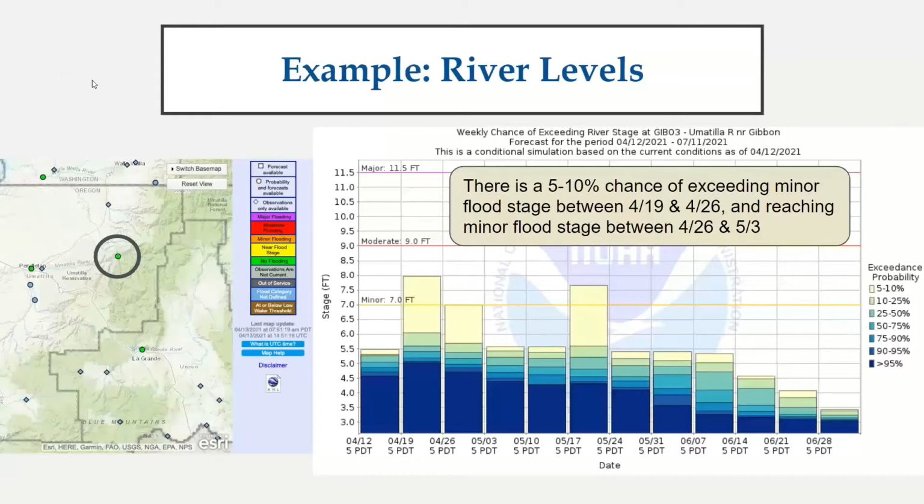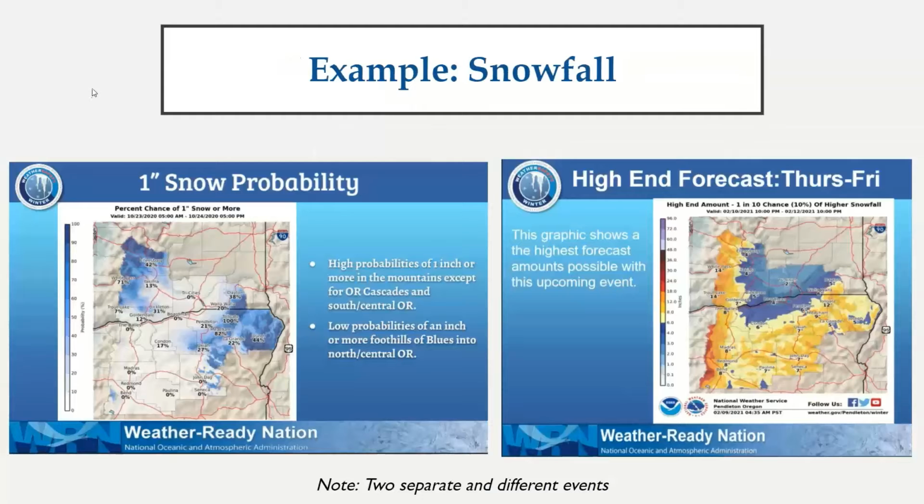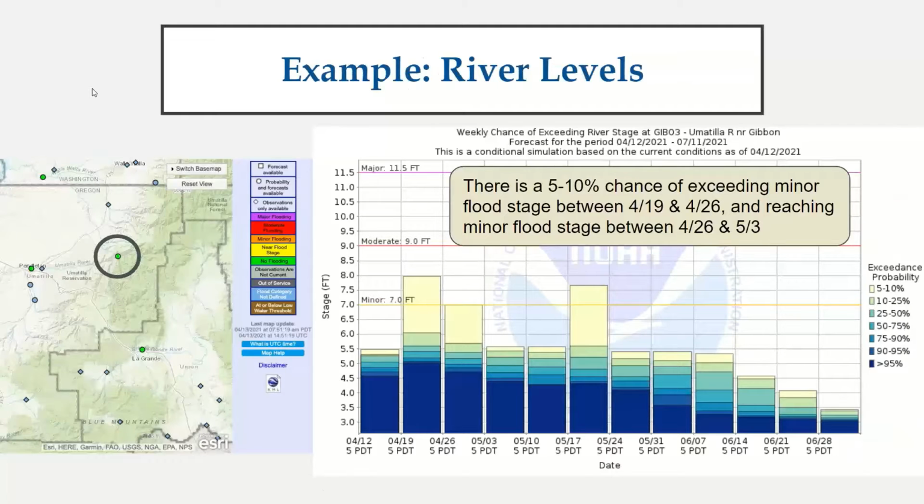And then again, in that next period, reaching minor flood stage, a 5 to 10% chance between April 26th and May 3rd. And I mean, minor flood stage, that's really minimal or no property damage, but it can still pose some threat to the public or an inconvenience. So that's something where your own threshold might be enough for you to take action. Next.